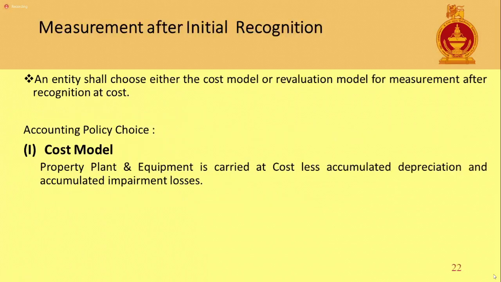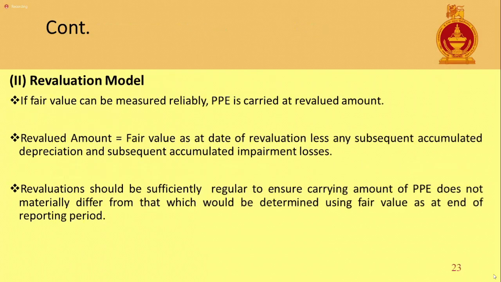Then the cost model: property, plant and equipment is carried at cost less accumulated depreciation and accumulated impairment losses. Then the revaluation model: we include our PPE at the revalued amount, which is fair value at the date of revaluation less subsequent accumulated depreciation and accumulated impairment losses.